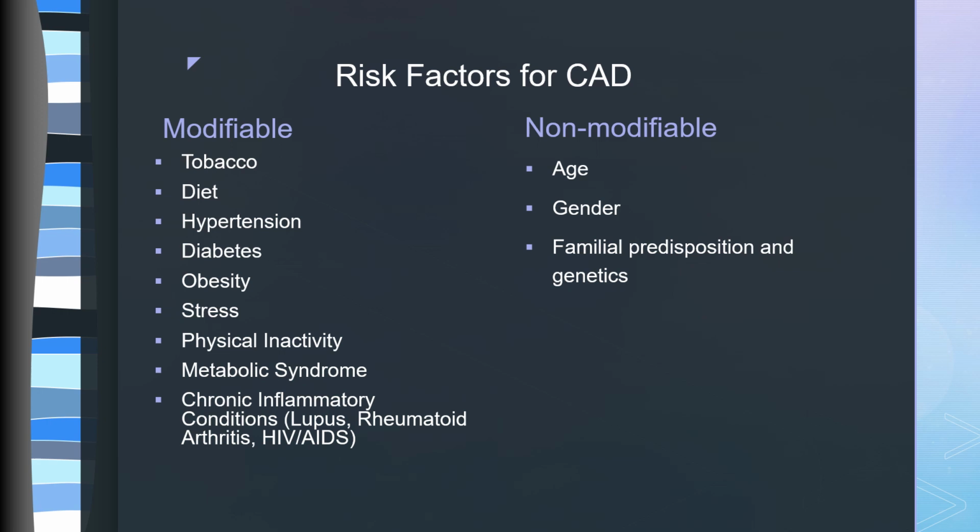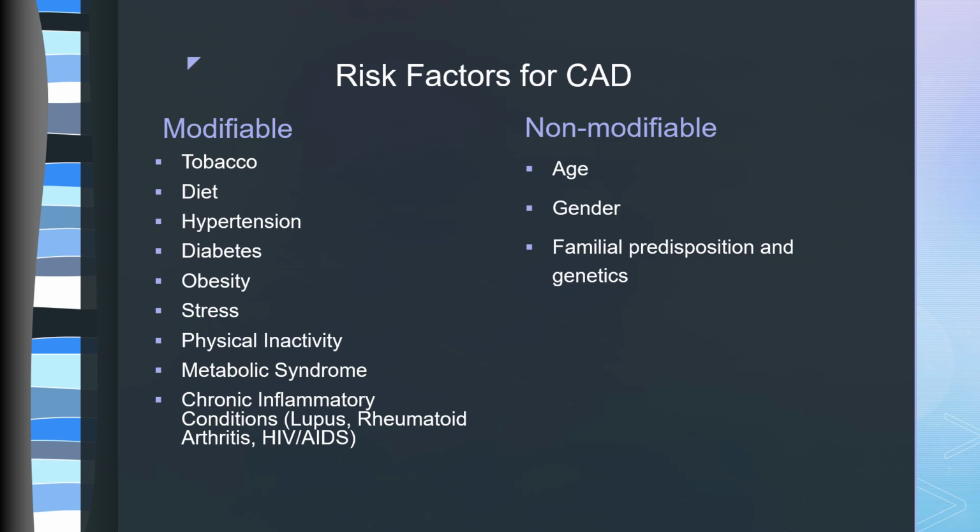So age: men who are over 45 years old and women who are over 55 years old tend to have a more significant increased risk of developing coronary artery disease. Men tend to develop it at an earlier age, and thus this is why they are at higher risk of developing coronary artery disease over women. And then familial predisposition and/or genetics. So family history with a first-degree relative with coronary artery disease places someone at a higher risk of developing that.